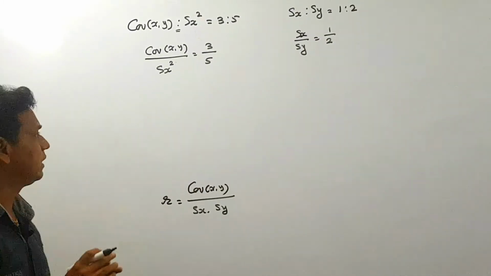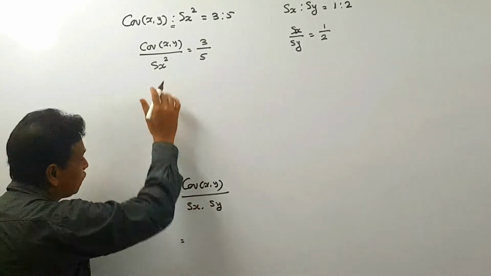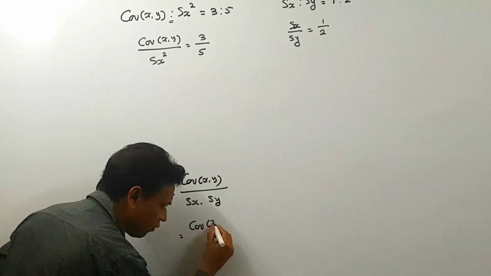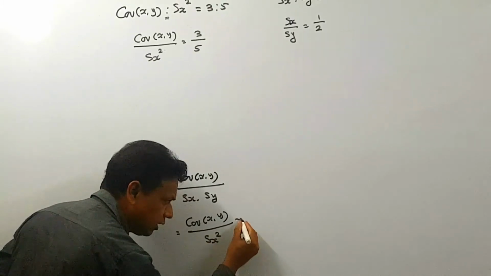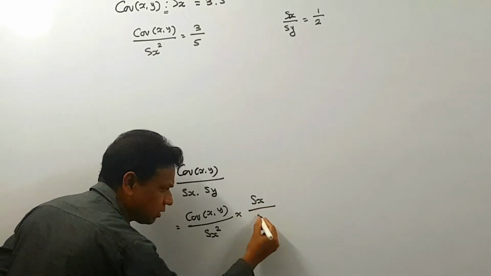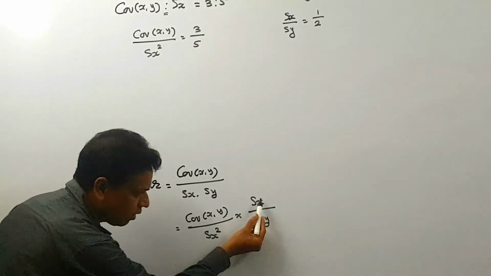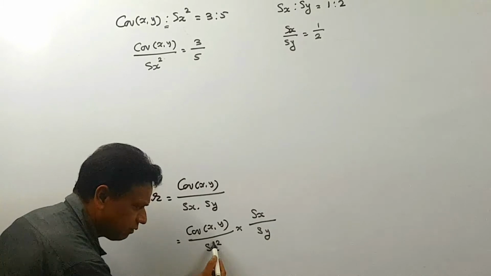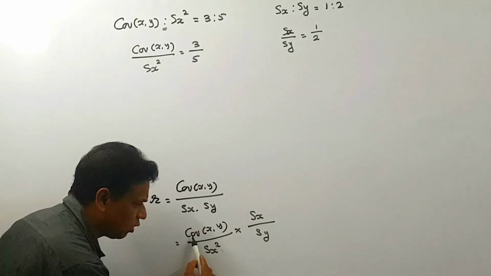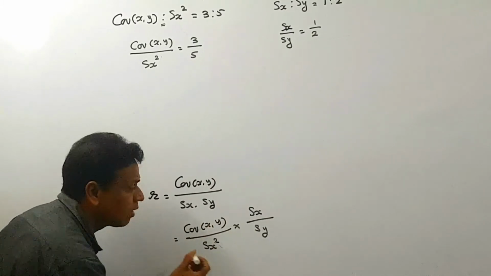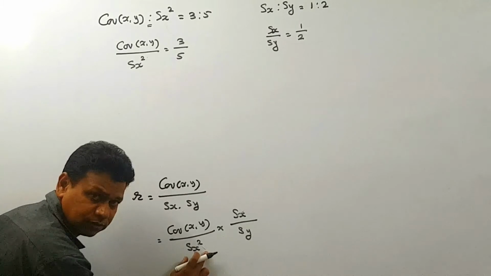My dear friends, you can see the concept here. If I use covariance of xy divided by Sx square into Sx divided by Sy, what will happen? Sx and Sx cancel. So in the remainder nothing is there, only covariance of xy. See here, Sx and Sx cancel because it is Sx square.